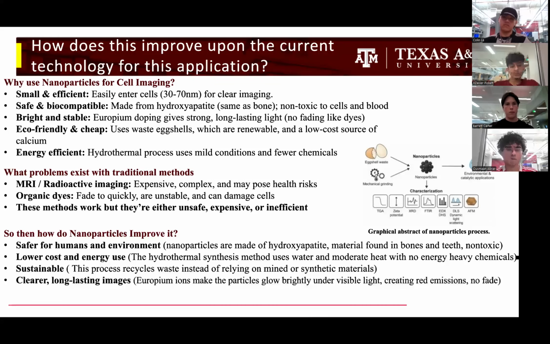Hi, my name is Xavier, and I'll be discussing how this improves upon the current technology for this application. So to begin, why do we use these nanoparticles for cell imaging? Well, they're small and efficient. They're able to easily enter the cells because they're 30 to 70 nanometers in length and produce clear imaging. They're also safe and biocompatible.